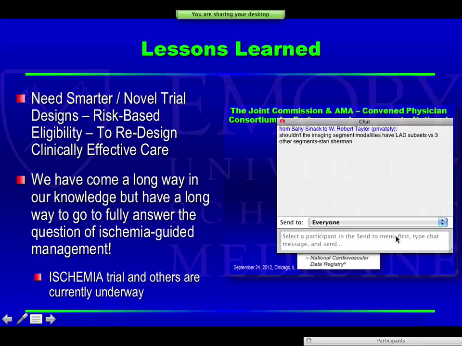Yeah, so I think it's important to realize that in the ISCHEMIA trial, they all have to have angiographically defined disease. So that's important to realize. Now, whether or not it is truly ischemia-guided therapeutic intervention is really the question, as opposed to anatomically. So it's really similar to FAME 2 in terms of its design.